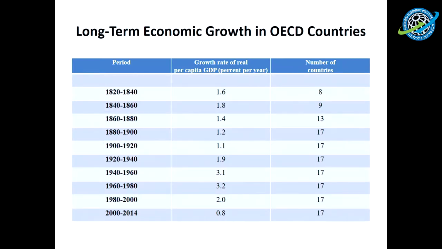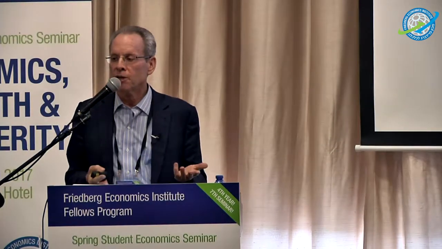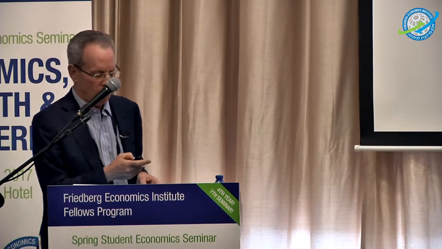This is the experience if you take this so-called rich countries club, the OECD countries, which is particularly Western Europe and the United States and Japan and so on. These are the average growth rates of real per capita GDP over 20-year periods going back to 1820. At the beginning of the sample, you don't have too many countries. Later on, you have basically the 17 countries being represented here. The average growth rate here over the long term is, again, this 2% per year number for per capita real GDP.